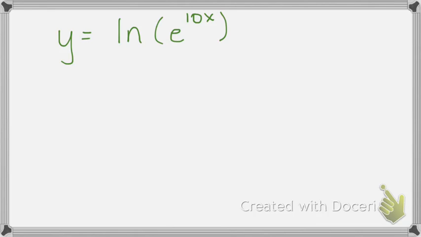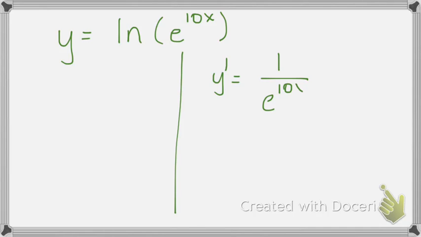Now I will show you that you could find the derivative the way I said, but there's something easier. I'll show you that in a second. But the first part would be 1 over e to the 10x, is that correct? Times the derivative of the inside. What's the derivative of the inside? E to the 10x times 10. Good. What does that simplify to equal?